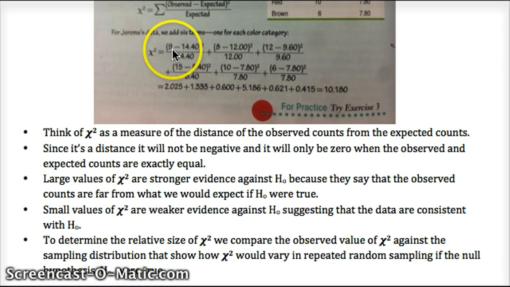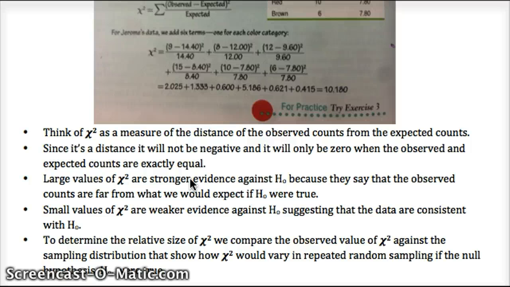So these are essentially the distance from the expected count. We square them so they all end up positive. All distances are positive. It's a similar idea to standard deviation, right? Except now we're measuring the distance from what we'd expect as far as probability goes. So it's never going to be negative, it's always going to be positive. Large, because of that squared sign in there, and you're adding them all up. Large values would be strong evidence against the null. Small values are weaker evidence against the null and suggest that the data are consistent with our null hypothesis.